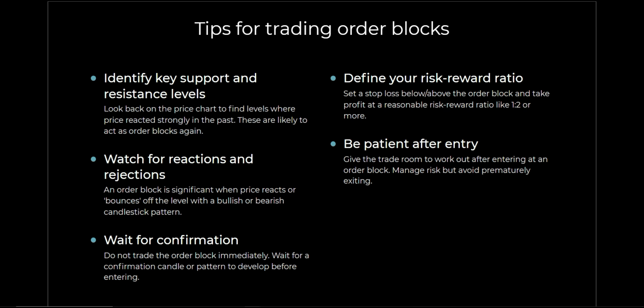So identify key support and resistance levels. Look back on the price chart to find levels where price reacted strongly in the past. These are likely to act as order blocks again. The bigger the time frame, the stronger the chances the order block will hold. Watch for reactions and rejections. An order block is significant when price reacts or bounces off the level with a bullish or bearish candlestick pattern.